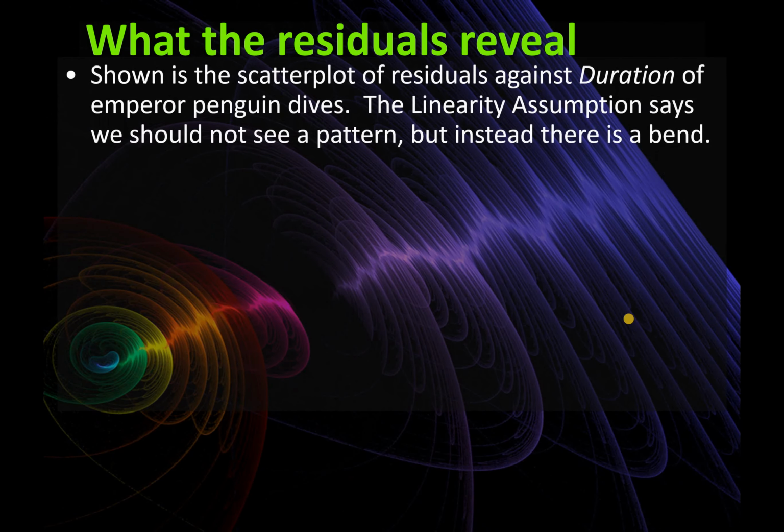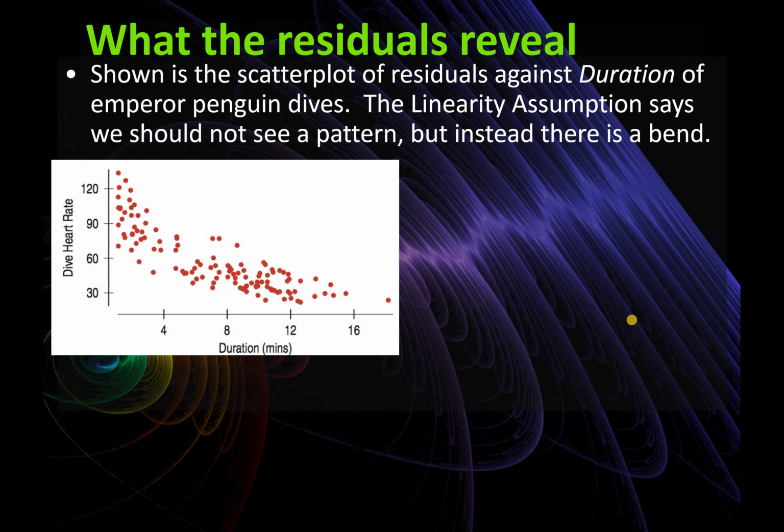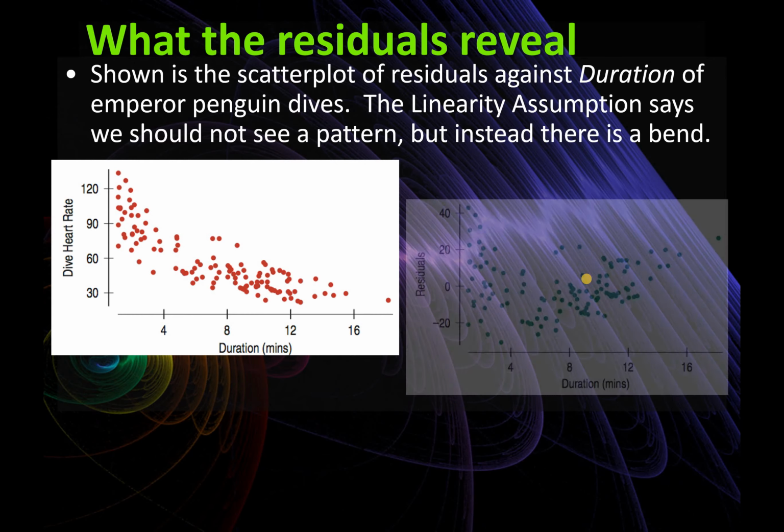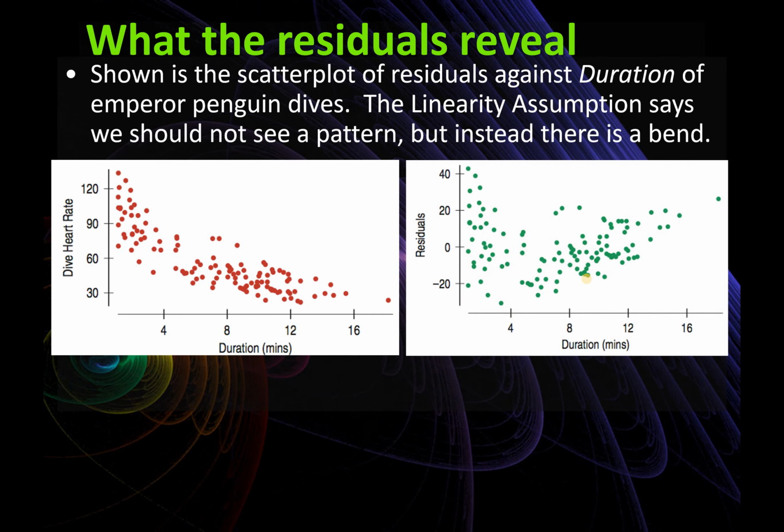So the residuals themselves show us all sorts of different things. Here we have the duration of emperor penguin dives versus their dive heart rate. While it appears generally linear, you might actually say, okay, I do see a bend in this data. If I go and plot the actual residuals of this data, you can see a definite difference and a definite clear curve in what's being represented. If you see the data here goes very clearly in almost that Nike swoosh shape versus over here, it's almost linear.